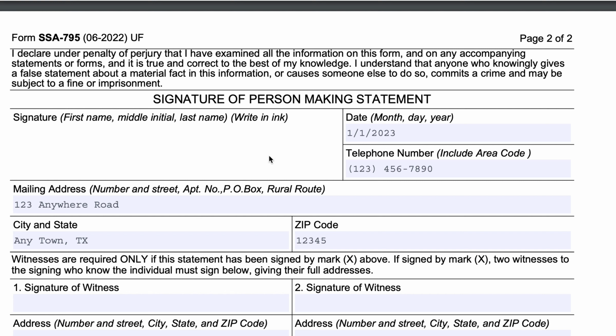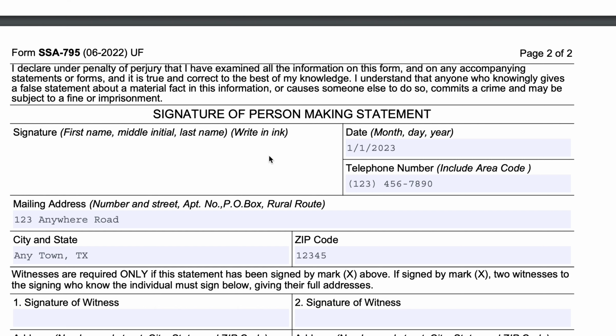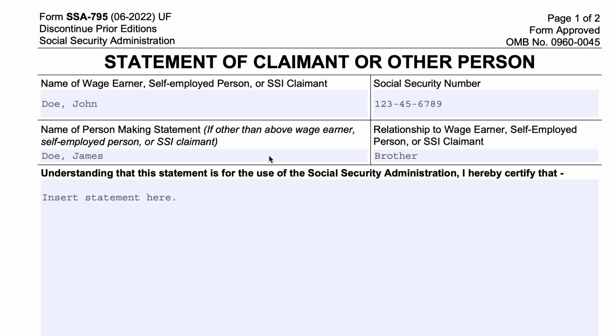So most likely what you would do is you would complete this form either at the local Social Security office, or you would sign it and bring it to your Social Security office. There's no provision, at least that I've seen in the form instructions, to mail or fax a completed Form SSA-795. So that's all we have for this video.